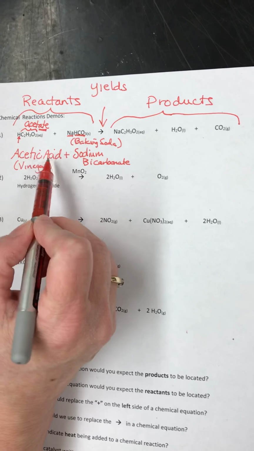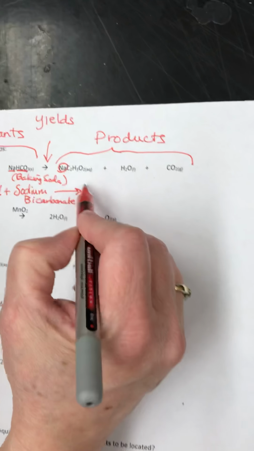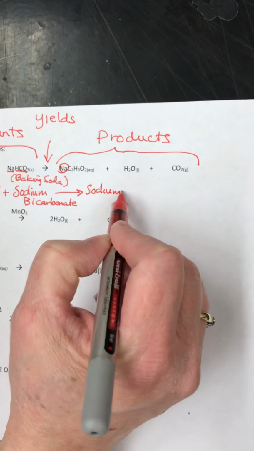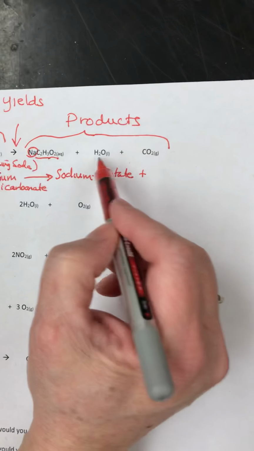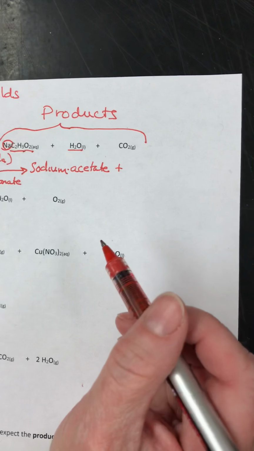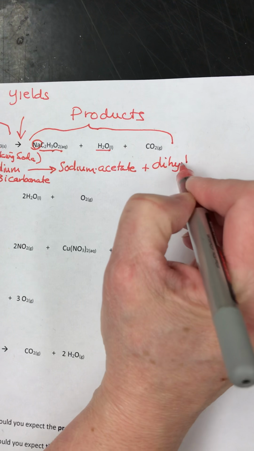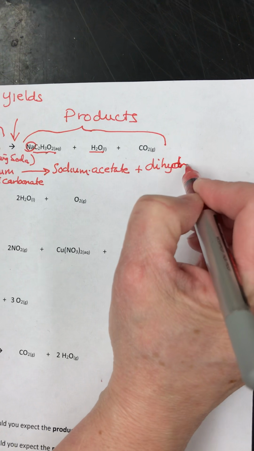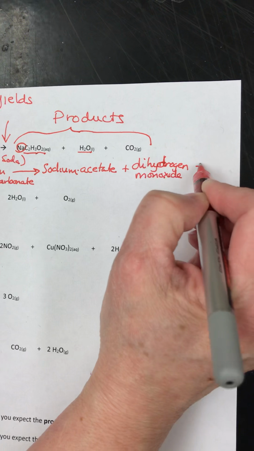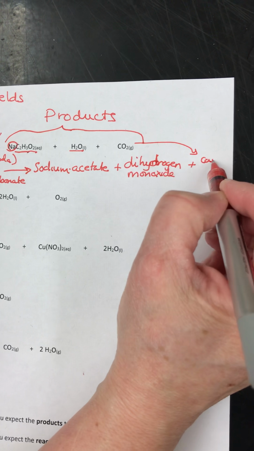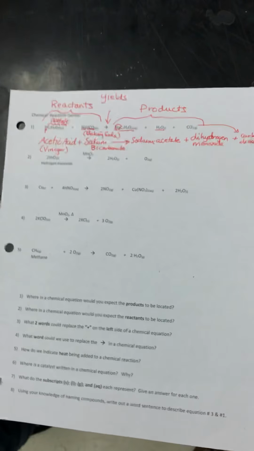So our reactants yield our products. Our reactants are acetic acid and sodium bicarbonate. And the thing that we're going to yield is sodium, and that's still the acetate ion. And yeah, I know you guys know that's water. But if you think about the actual name that we learned about before, dihydrogen, let's spell it right, dihydrogen monoxide. And our last one here is carbon dioxide.